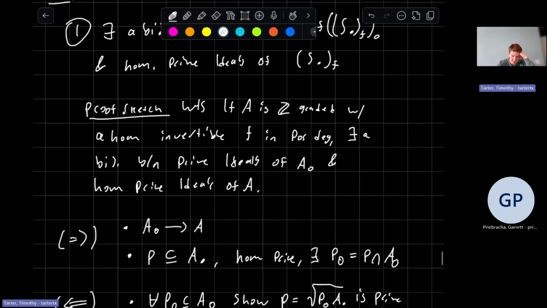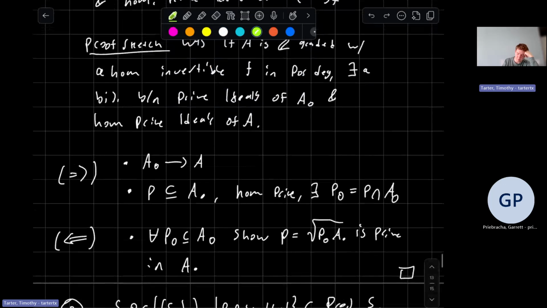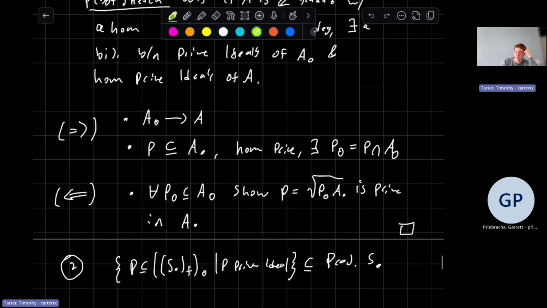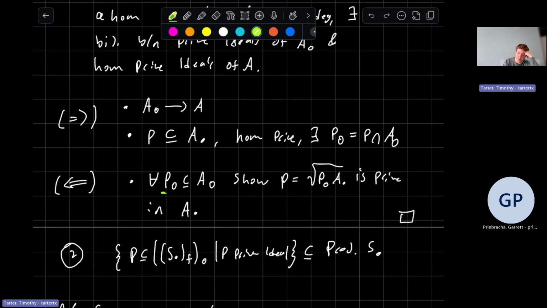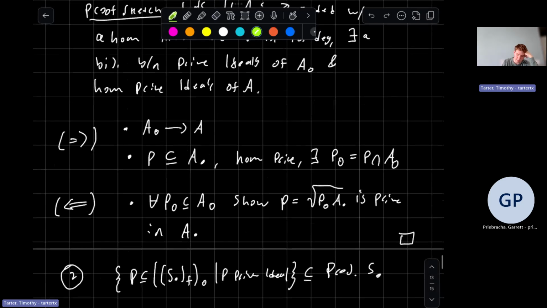And basically, the kind of confusing part that I don't think we got into was this business of a prime ideal, or showing that the radical of a prime ideal of A0 times its graded ring A, radicaled, is prime.